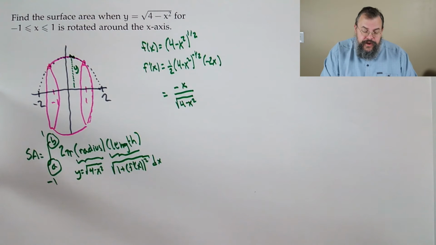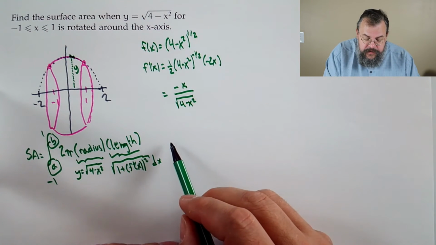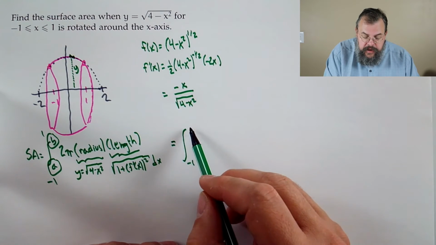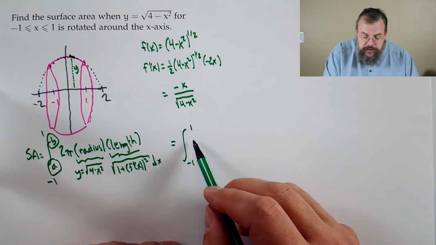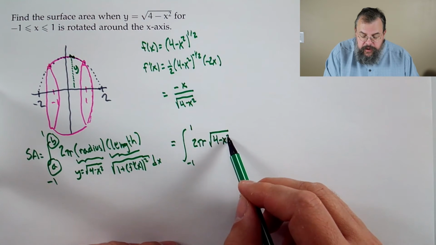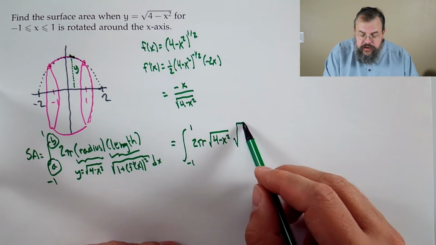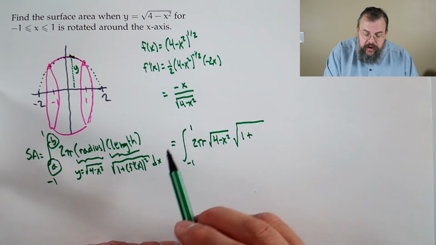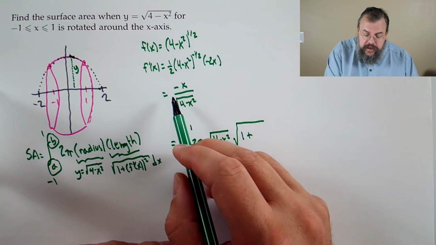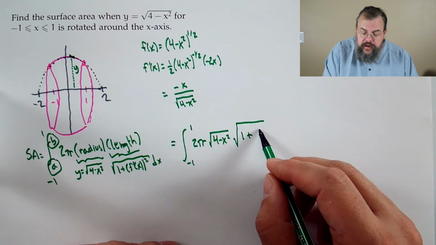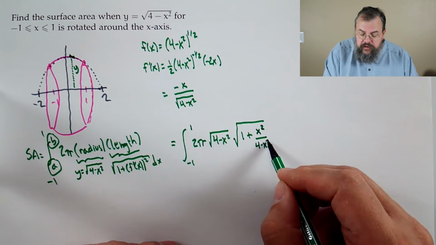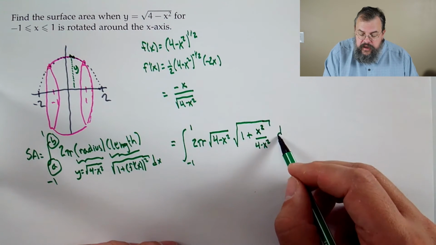All right, so what do we have? Our surface area becomes the integral from negative 1 to positive 1 of 2 pi times the square root of 4 minus x squared, times the square root of 1 plus, now we need to square that. Well, that would become negative x quantity squared. The negative goes away, so it's simply x squared over 4 minus x squared, dx.